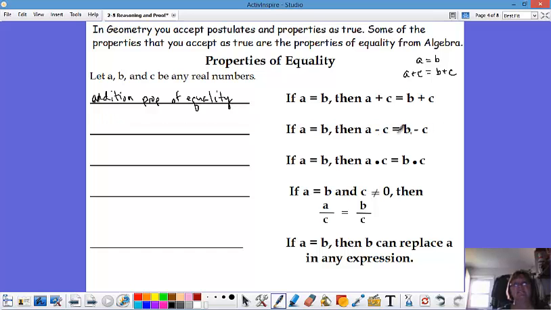Instead of adding the same value to both sides, we've subtracted the same value from both sides. This is the subtraction property of equality. Again, it just says if you can subtract something from one side, that's wonderful, as long as you do it to the other side as well. Here we're multiplying both sides by the same number, so the multiplication property. And here we're dividing both sides by the same number, as long as that's not 0. So the division property here.